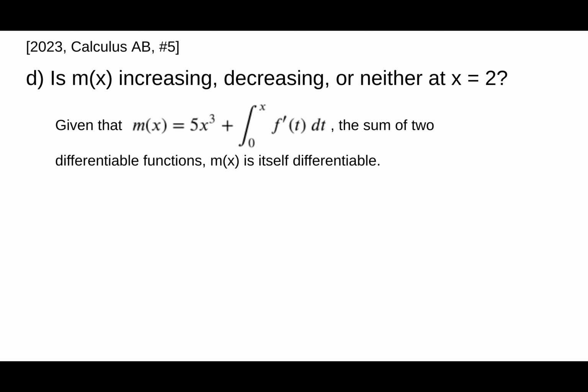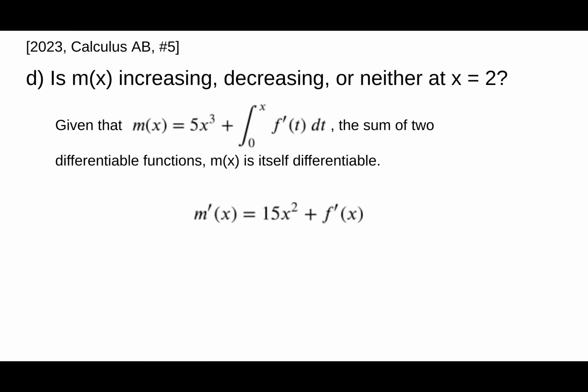So given the way that m of x is defined, m of x is 5x cubed plus this integral from 0 to x of f prime of t dt. Notice that this is the sum of two differentiable functions, so m of x is itself differentiable. Again, we need to establish that, otherwise how do we use the first derivative test on m of x if we don't know m is actually differentiable on the interval we're checking? So I have to establish that.